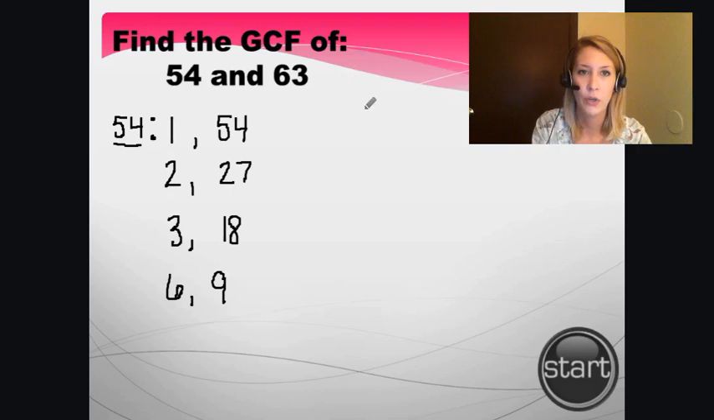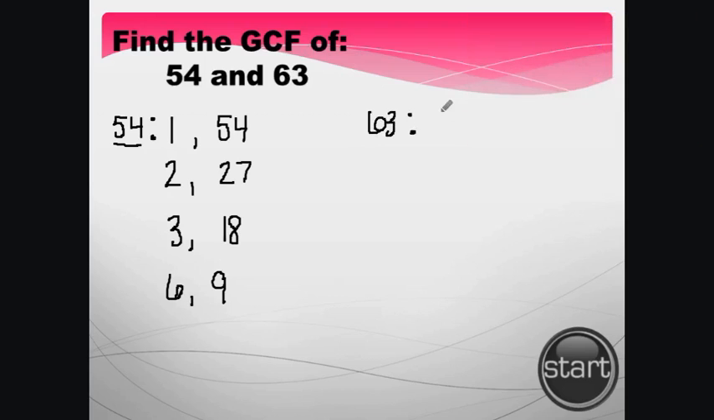Now we're left to list out all the factors of 63. Obviously, 63 divided by 1 is itself, 63. 63 is divisible by 3 because 6 plus 3 equals 9 as well. So we're going to divide 63 by 3 to equal 21. And it's also divisible by 7, and 63 divided by 7 equals 9.